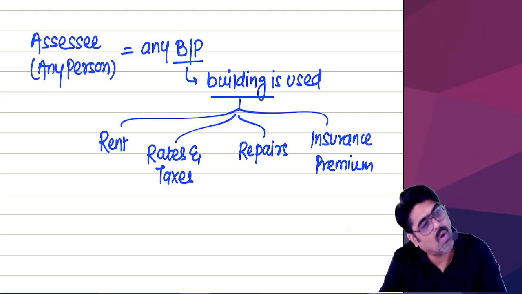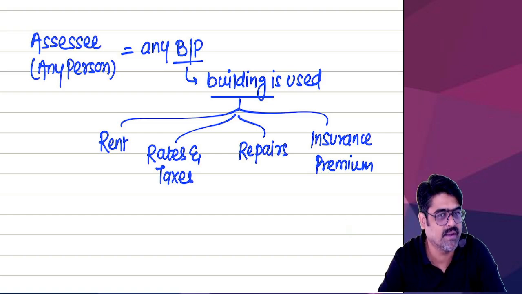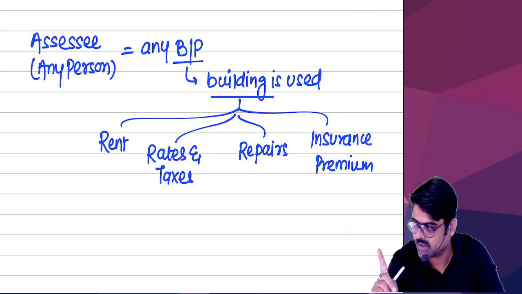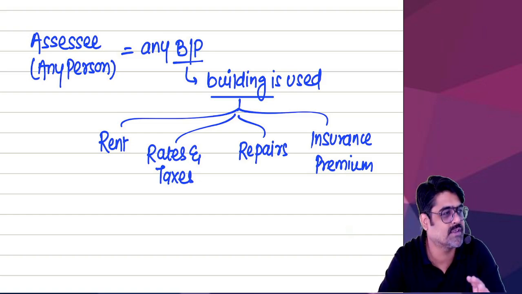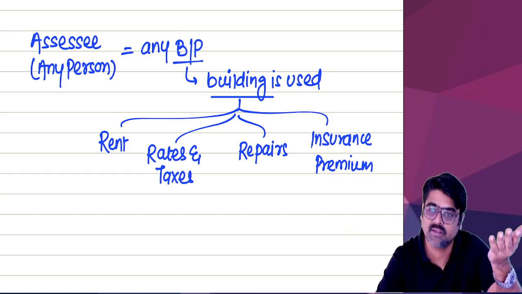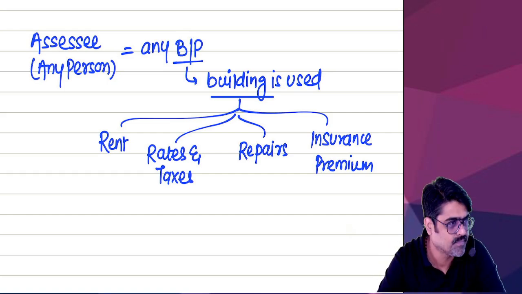Am I talking about all the expenses of building or only these 4 expenses of the building? So these 4 expenses will be allowed as a deduction that is given in section number 30. Section 30 says that from your business income, you can reduce these 4 expenses.